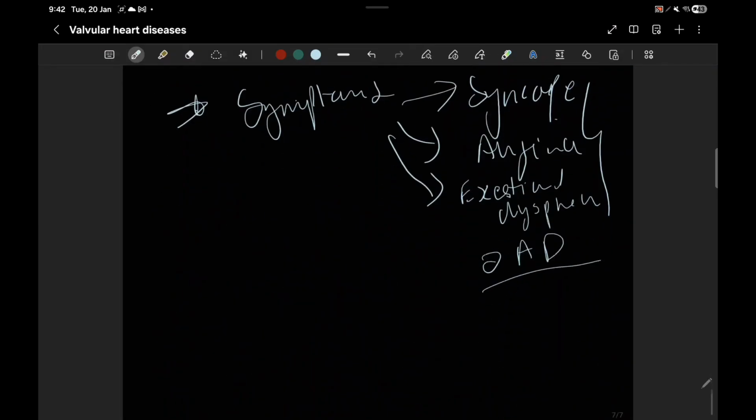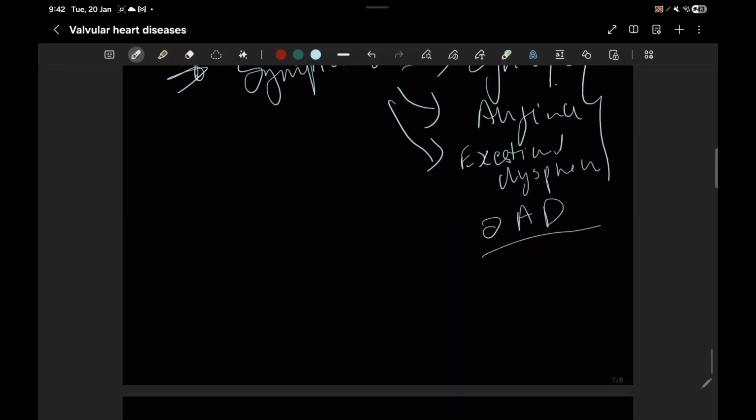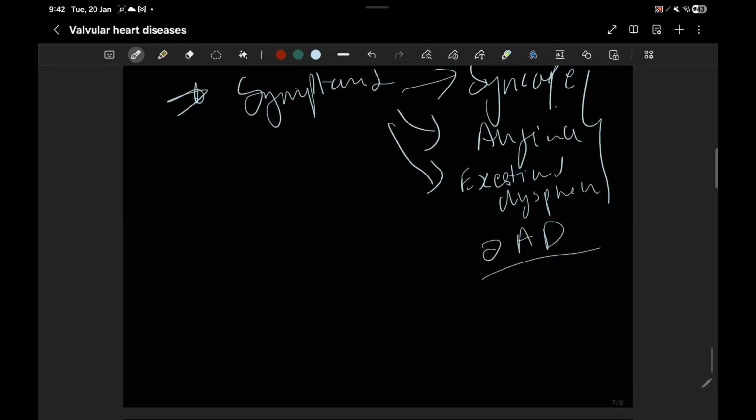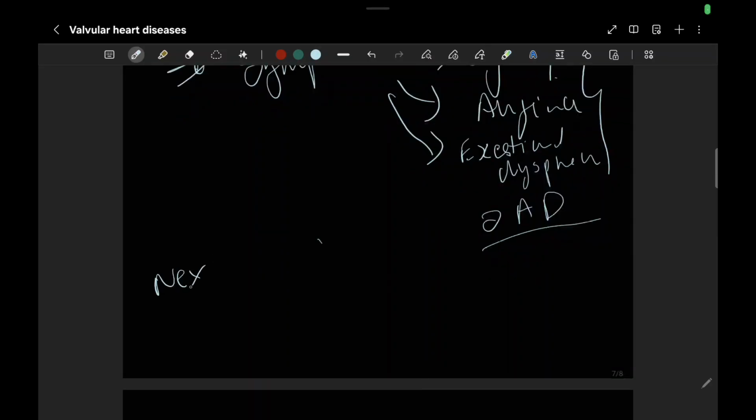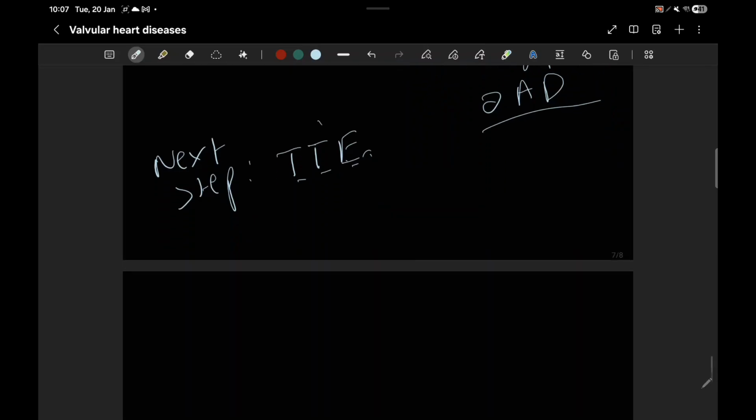We're discussing aortic stenosis. So what do we do in aortic stenosis? We have to keep it open, right? What is the next step in aortic stenosis, guys? It's TTE, transthoracic echocardiogram. By doing this echo, we will understand the gradient. It's divided into mild, moderate, and severe. So depending on the gradient, we'll know what treatment to do.